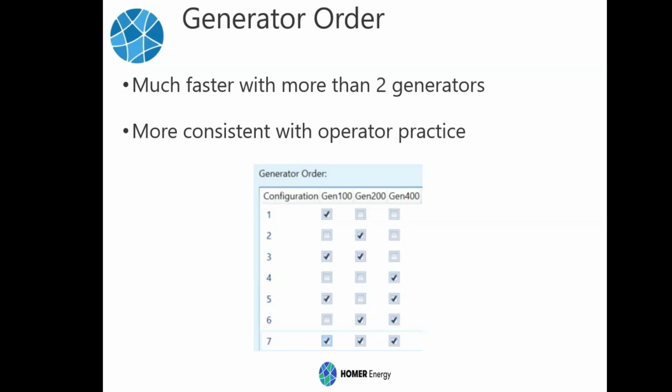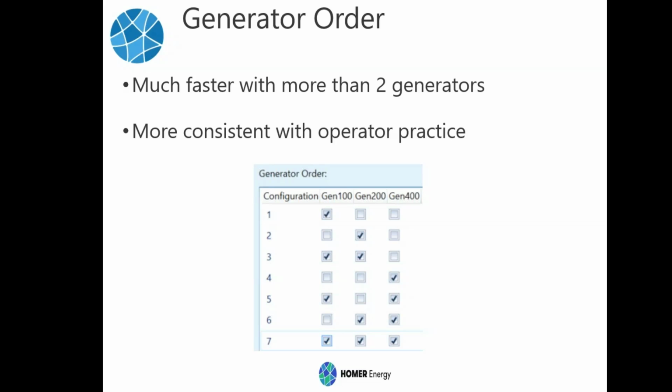And so what we created was another dispatch strategy we call generator order. Some people might call it merit order for systems with many generators, because we do a lot of analysis for islands, utilities that have 10 or 12 generators. And then as a user, you prescribe the order at which you use different generators. And we find this to be more consistent with the way utilities actually operate, where they do have a defined merit order. So I've defined it here, the very simple system where there's a 100 kilowatt generator, a 200 kilowatt generator, and a 400 kilowatt generator.